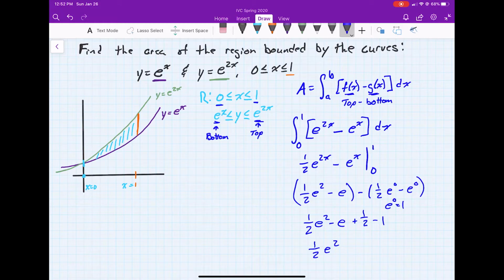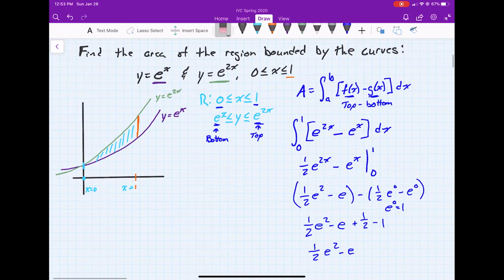So we'll combine everything we can here. 1/2 e squared minus e, and then combining that plus 1. Wait a minute. I think I have made a mistake in distributing my negative sign here. So, yes, I have. Let's erase the plus sign here. That should be minus 1/2 and plus 1. And if you have negative 1/2 plus 1, that gives you plus 1/2. And there you go. There's the answer.